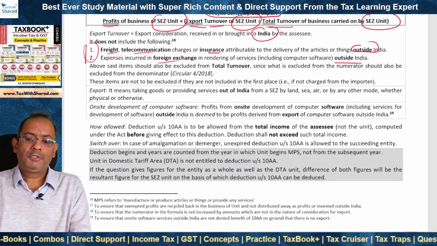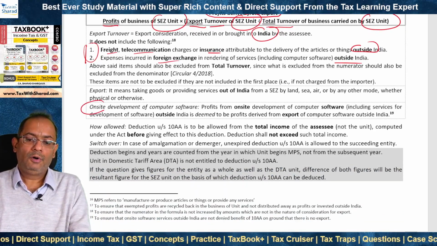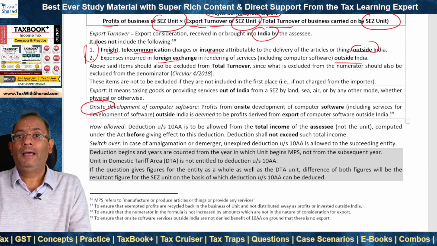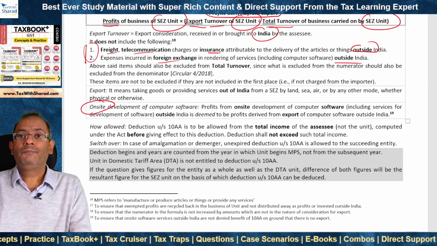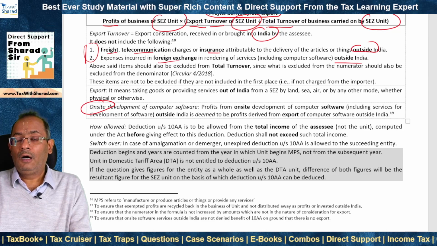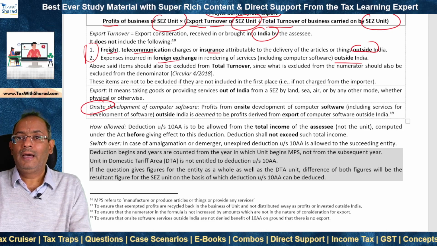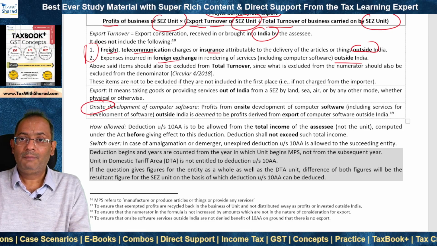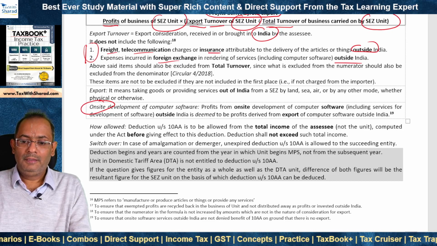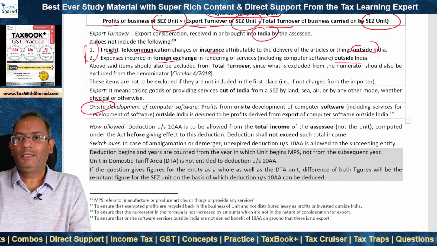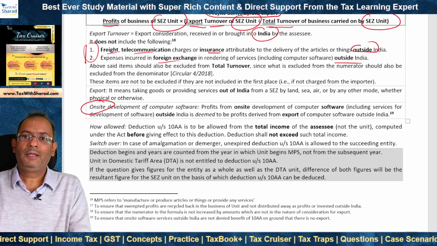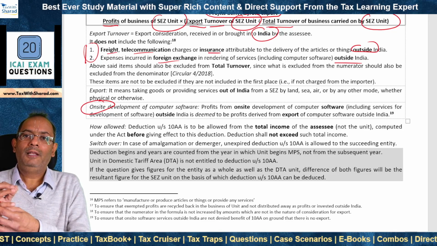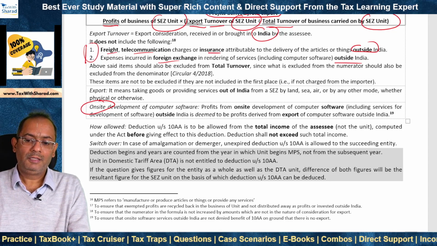There may be situations where a computer software is developed on site, which means that personnel may go outside India and they may be stationed at the client premises or the client location in a foreign country, and the computer software may be developed there on site. Therefore, it may be difficult to say that there is an export of services because the software has itself been developed outside India. And therefore, the benefit of 10AA may be denied on account of such profits.